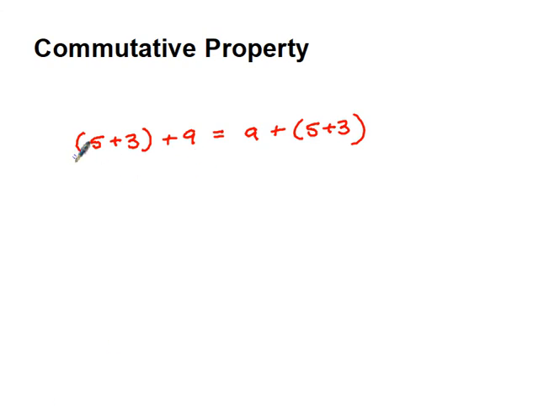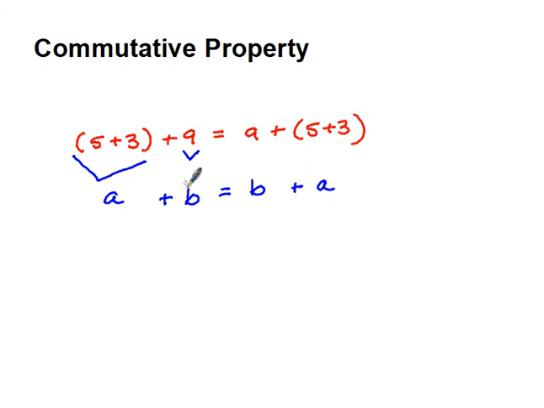This 5 plus 3 is acting as your A. This 9 is acting as your B. And if you look at the other side of the equation, these values, the 5 plus 3 and the 9, have been flip-flopped. So now we have the 9 first, and then we have the 5 plus 3 second.